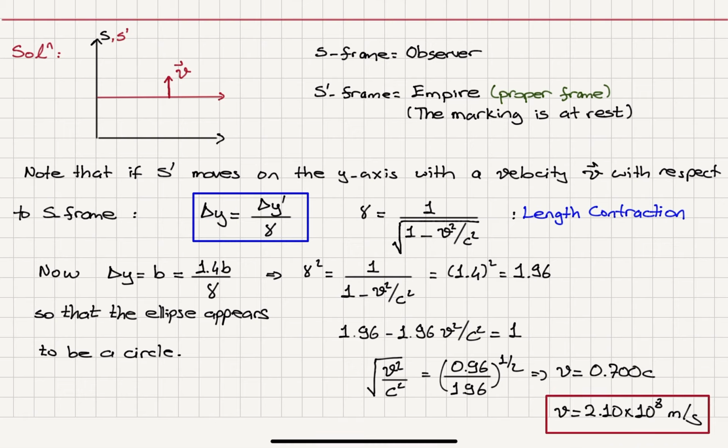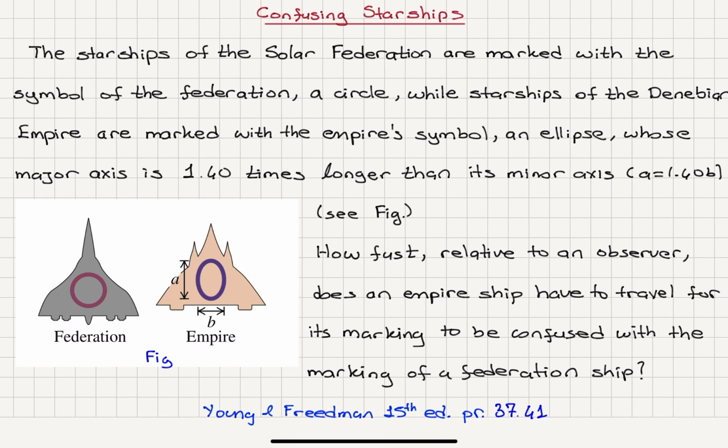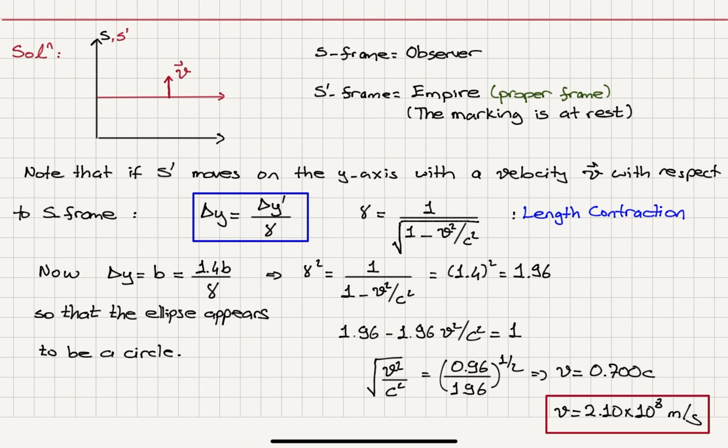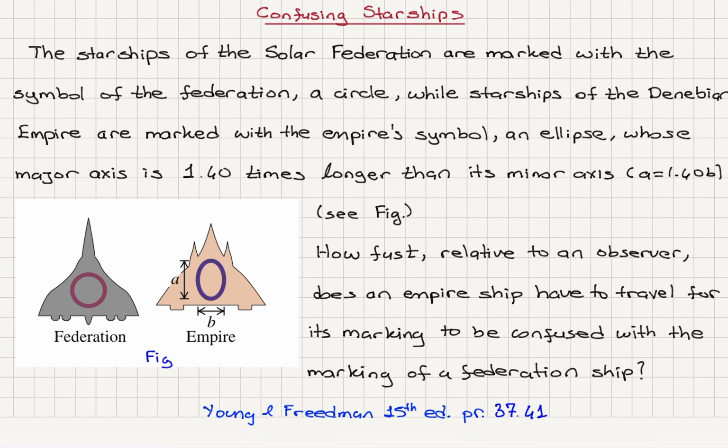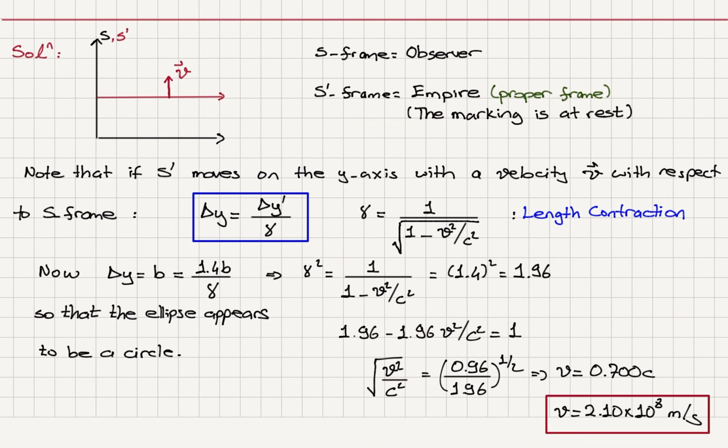Okay, that was the question. How fast relative to an observer does an Empire ship have to travel for its marking to be confused with the marking of a Federation ship? It must travel with 0.7 c on the y-axis. The enemy ship must be traveling on the y-axis with a speed 0.7 c with respect to a stationary observer.